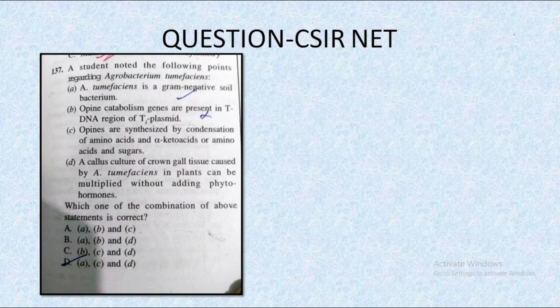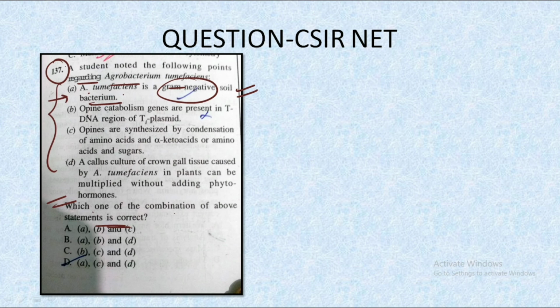So this was all about the complete topic of agrobacterium mediated gene transformation. Let us quickly solve one question in order to have the complete topic analyzed. This is the question from part C. The question says that a student noted the following points regarding Agrobacterium tumefaciens, and we need to find out which combination of the statements is correct. Based upon whatever we have studied, let us try to solve this question. Statement A says that Agrobacterium tumefaciens is a gram-negative bacterium. This is the correct statement as we have just studied.